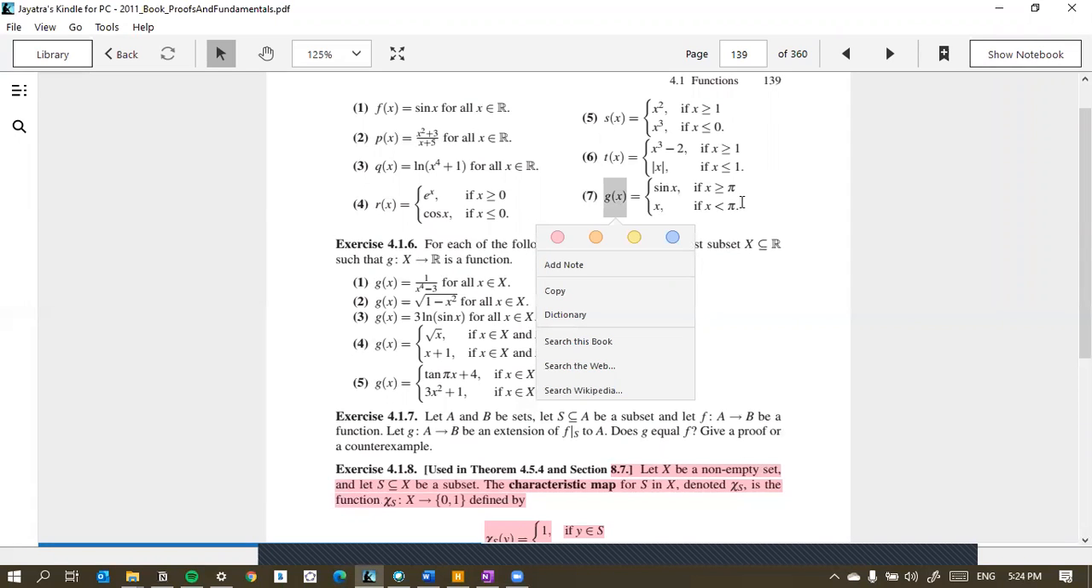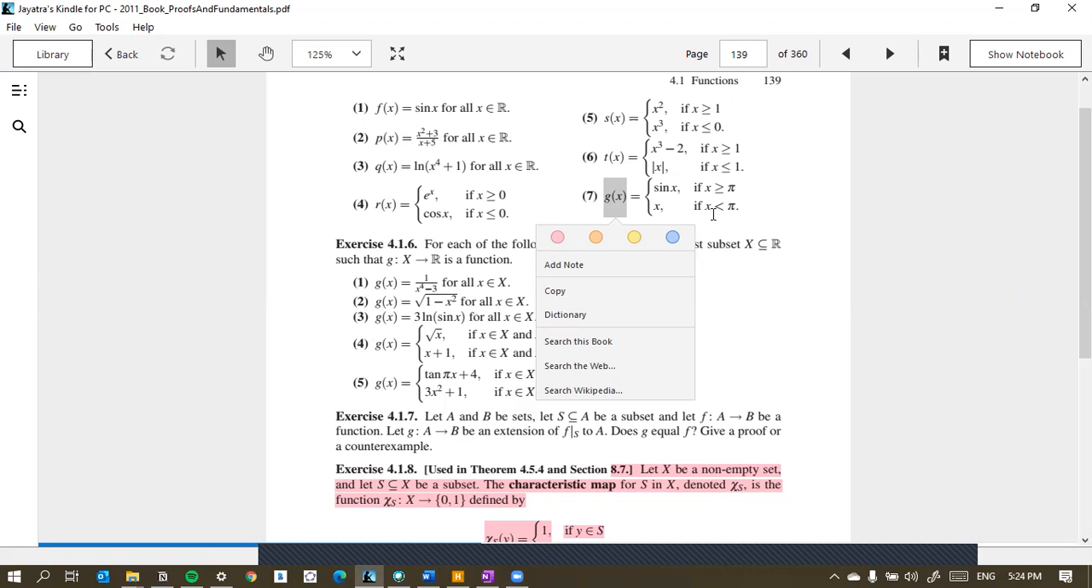Since sine of x is defined over all x, we know it's defined over x greater than or equal to pi. Also, since x is defined over all x, it is defined over x less than pi. We have no problem with that. And each of these functions obtains unique values.